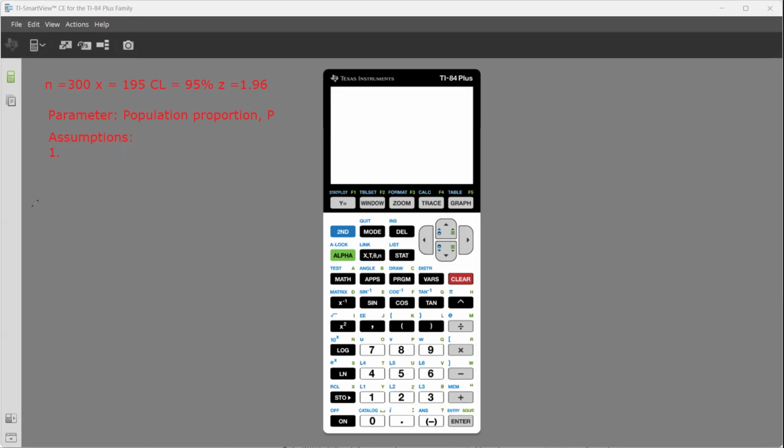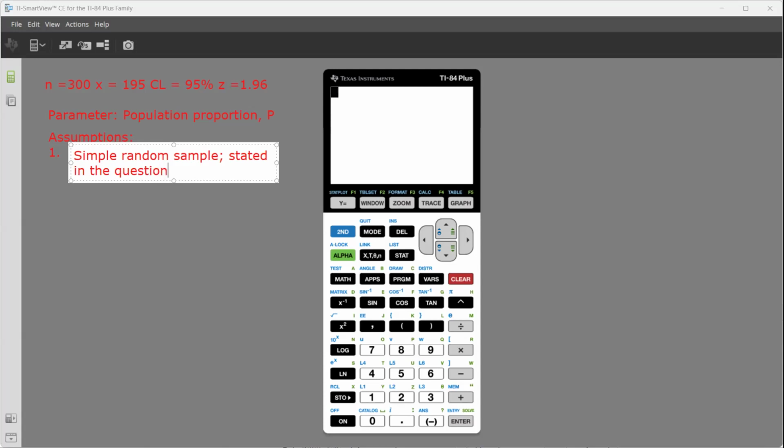My first assumption technically is, do I have a simple random sample? And I do, because that was stated in the question. So simple random sample, stated in the question. So we satisfy that, that's a yes. Okay. So that is a yes answer, stated in the question.